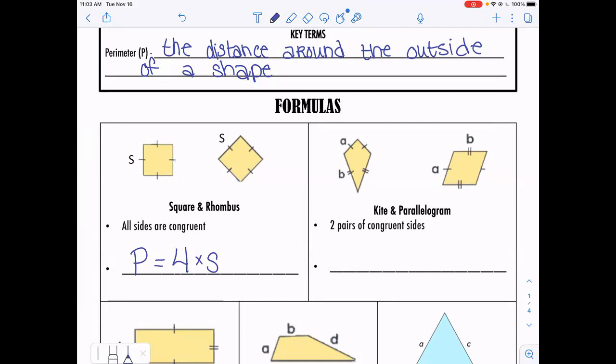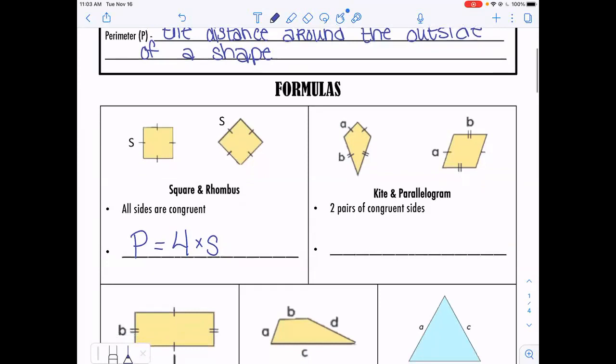Okay, so then we've got kites and parallelograms. What do we notice about kites and parallelograms? There's 2 pairs of congruent sides, right? This side has to match this side. The bottom 2 sides are equal. So should I do A plus A plus B plus B, or is there a shorter way to do that?